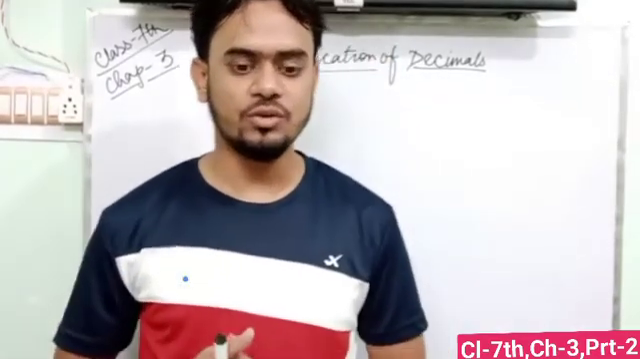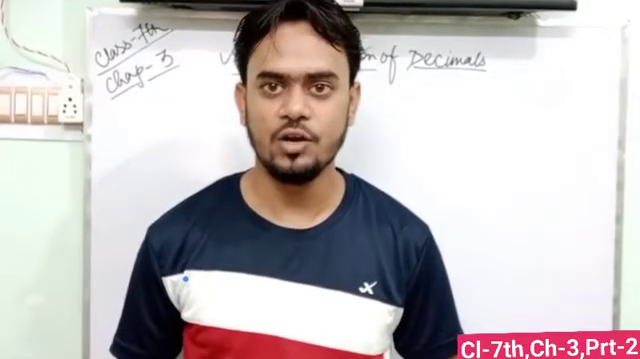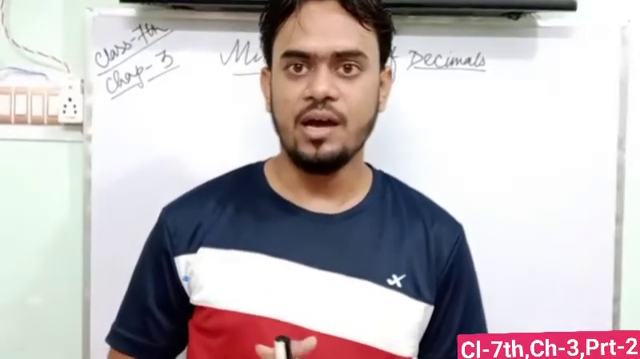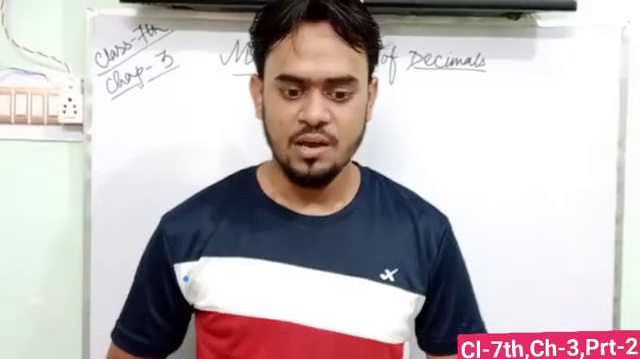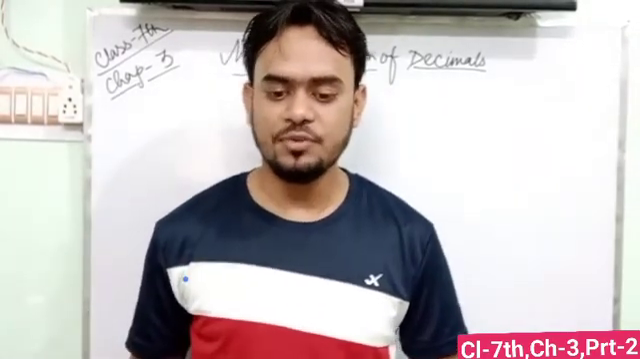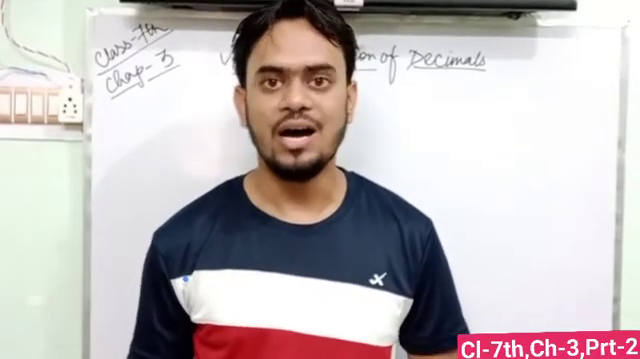Today I am going to start the topic multiplication of decimal numbers by 10, 100 or 1000. When a decimal number is multiplied by 10, 100 or 1000, the digits in the product remain the same, but the decimal point in the product shifts to the right by as many places as there are 0s after 1.